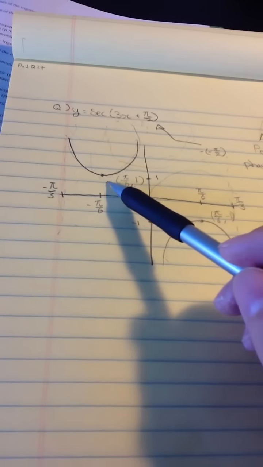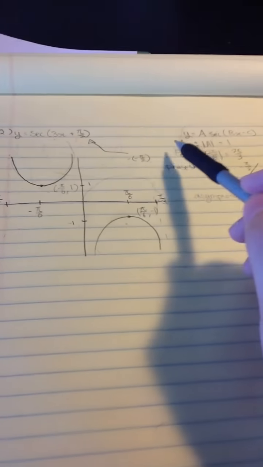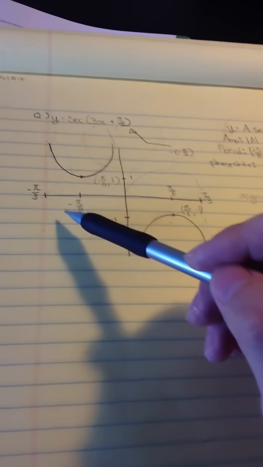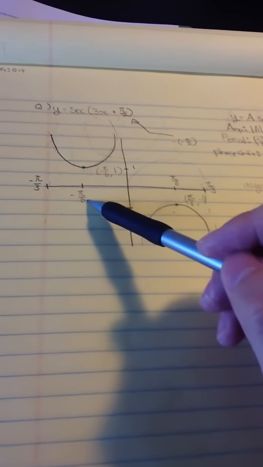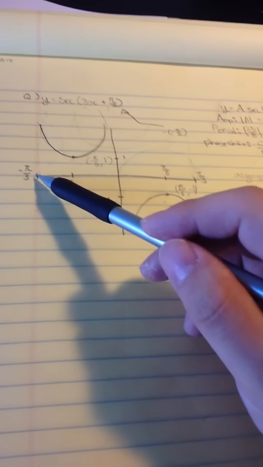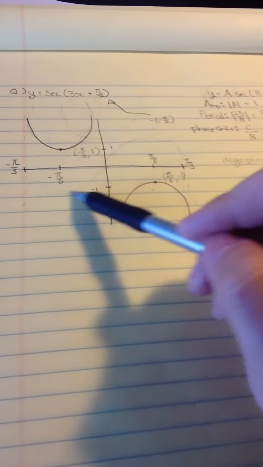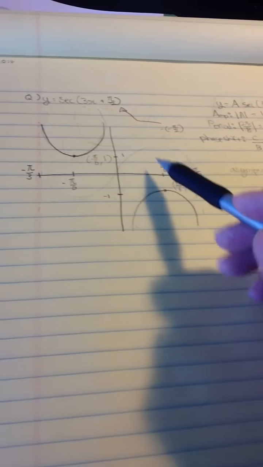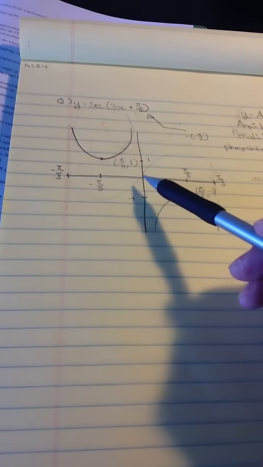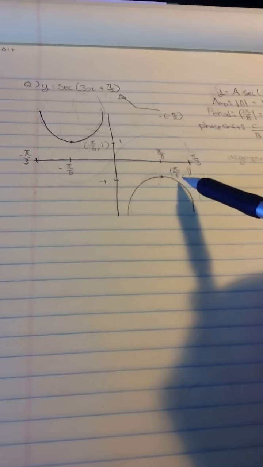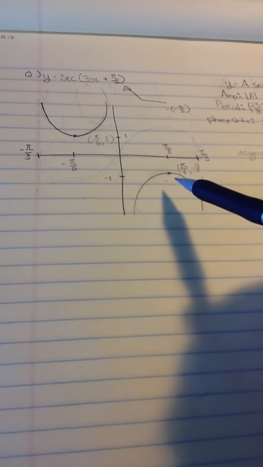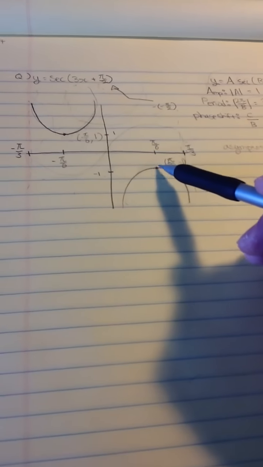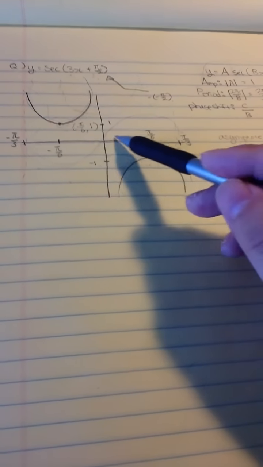For this minimum here, I know y is 1 by using the amplitude. And I know x is negative pi over 6 by dividing the negative pi over 3, which is half of the period, by 2. And also here, I know the y value of this maximum point is negative 1 by using the amplitude. And the x value is pi over 6 by dividing this half period again by 2.